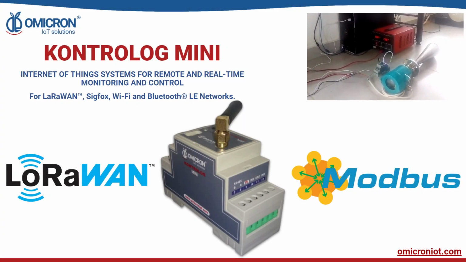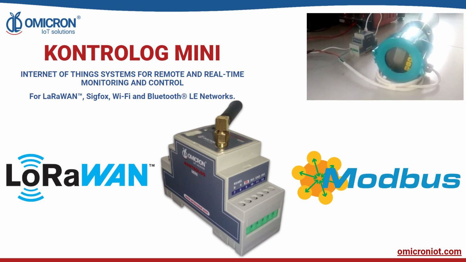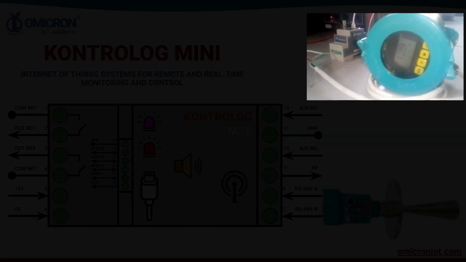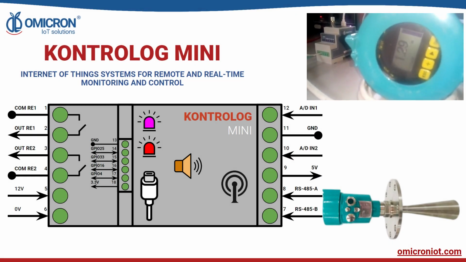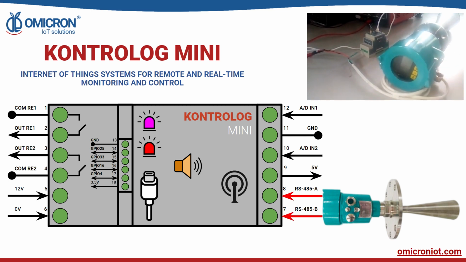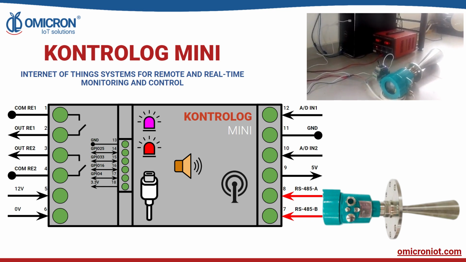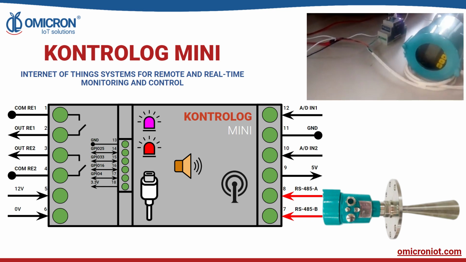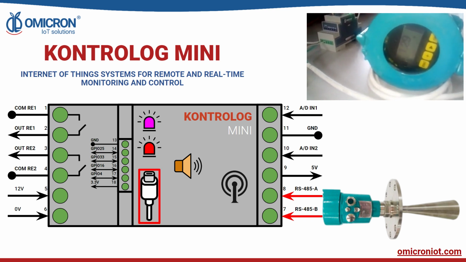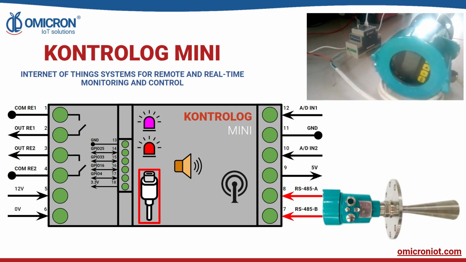Today, we will show you how to read a sensor using the Modbus RTU communication protocol and send the data to the cloud using LoRaWAN technology. For this example, we will use a radar distance sensor, which is connected to the ContraLog Mini through the RS485 standard-enabled ports and powered with 24 volts. For practical purposes, we will connect and power the ContraLog Mini through the USB Type-C port in order to check the values read by the sensor through the serial monitor.